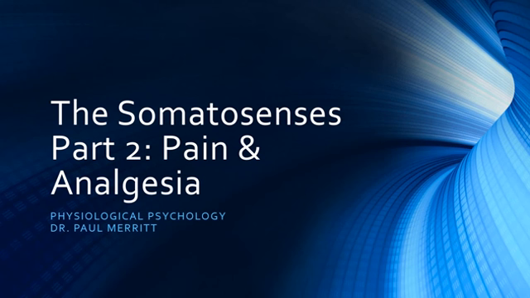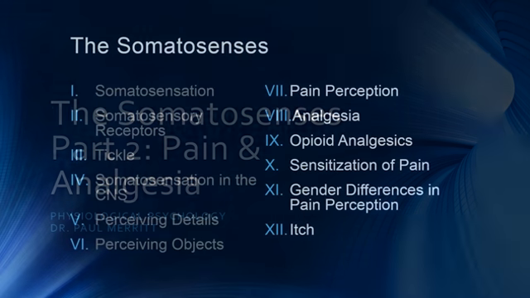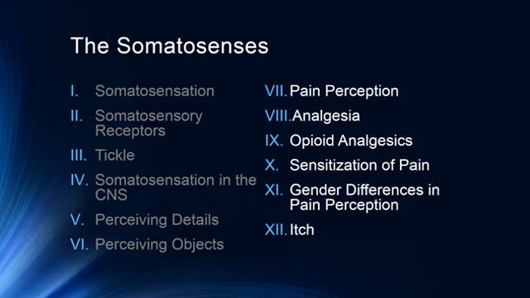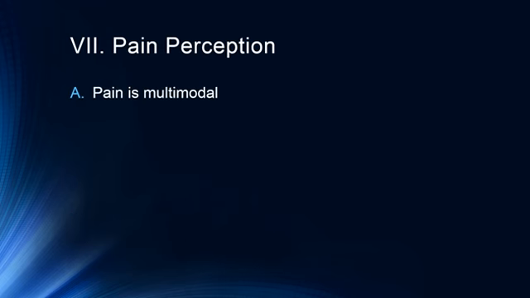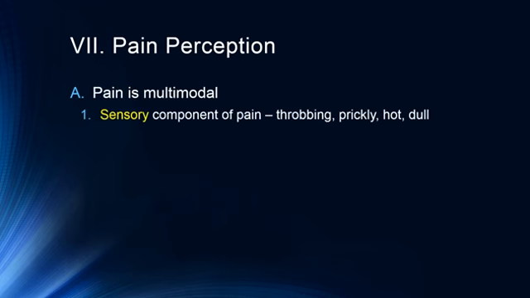In our previous lecture we had talked about basic perceptual issues in the somatosensory realm, including somatosensation and receptors, including perception of details and objects, and somatosensation in the central nervous system. We're going to pick up from there and talk today primarily about pain and pain perception, and in particular pain relief through analgesia. And we'll finish up with a little discussion of itch, which is actually directly related to pain. But first we'll talk about how pain is multimodal.